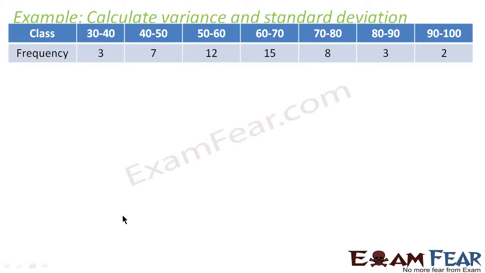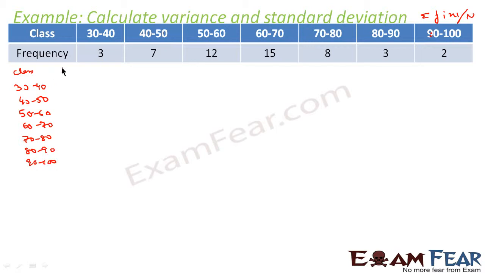The first thing we have to do is find the mean, because without the mean we can't do anything. The mean formula is sigma fi xi by n. So we have to find fi xi and n. Let's first draw the table. The classes are 30 to 40, 40 to 50, 50 to 60, 60 to 70, 70 to 80, 80 to 90, and 90 to 100. This is the class we have.